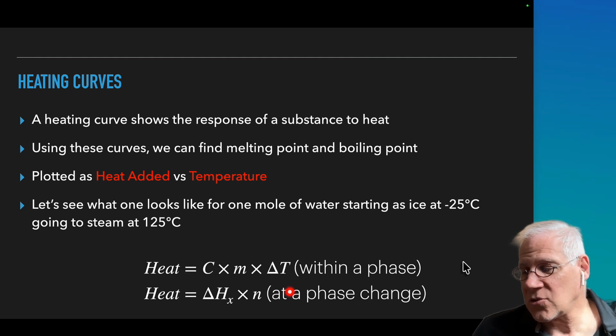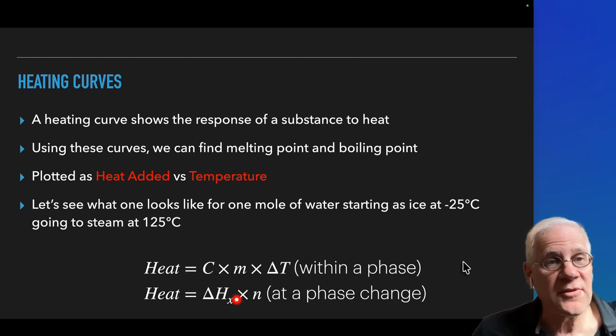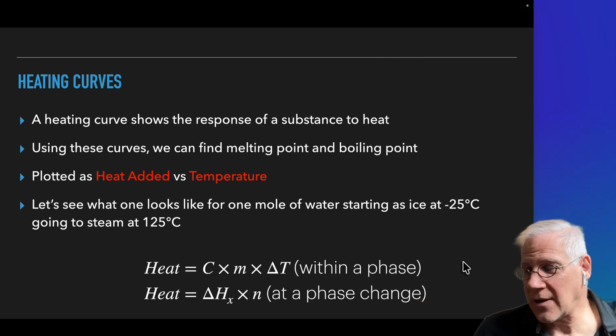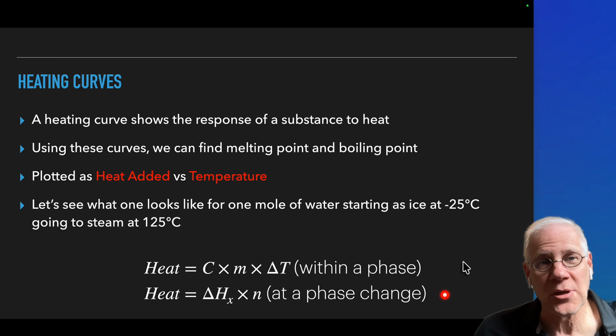The other thing to keep in mind is that at a phase change, your delta H, either a vaporization or a fusion, is usually in kilojoules per mole. And so this calculation is going to come out in kilojoules. So you're going to have a joule unit here and a kilojoule unit here, and you've got to make sure that you change one to the other so that you can add those values together with the same units.